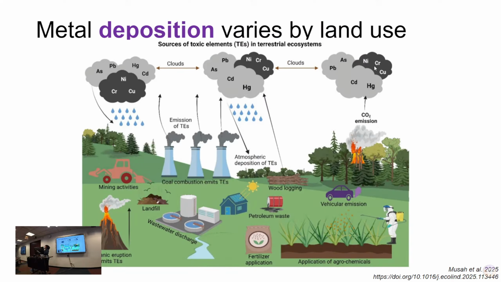And so metal deposition varies by land use. There are natural sources to a lot of these toxic metal elements, like volcanic eruptions and erosion of parent rock material, but most of the other sources are coming from something humans are doing in some way, whether it's agricultural application, or atmospheric deposition, or industrial sources, or wastewater discharge and whatnot, and fires. And so metal deposition ends up being heavily influenced by human land use history.